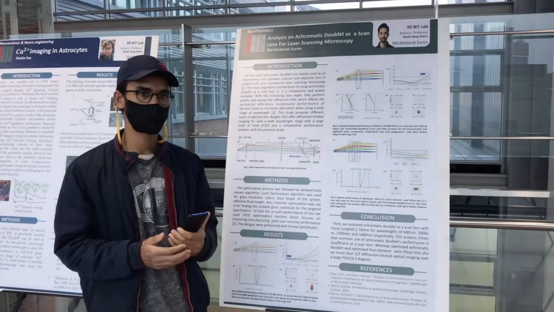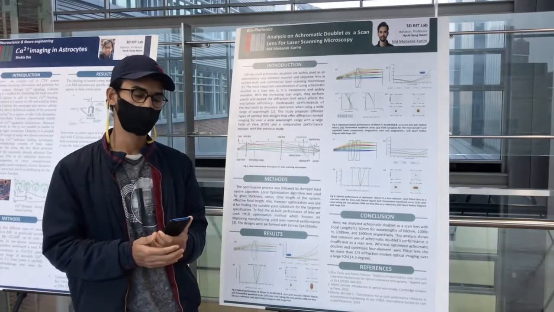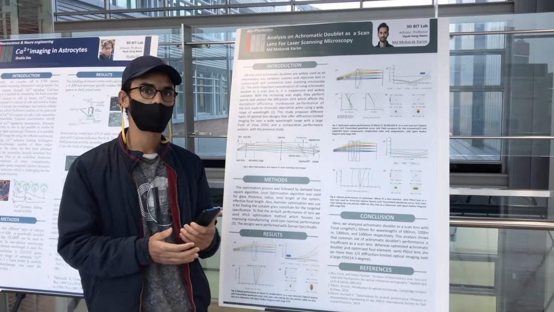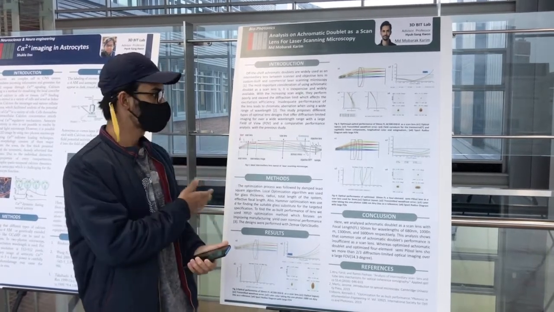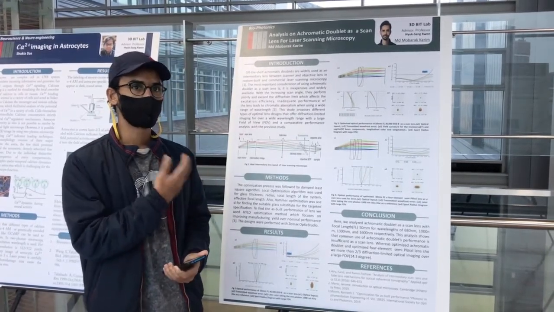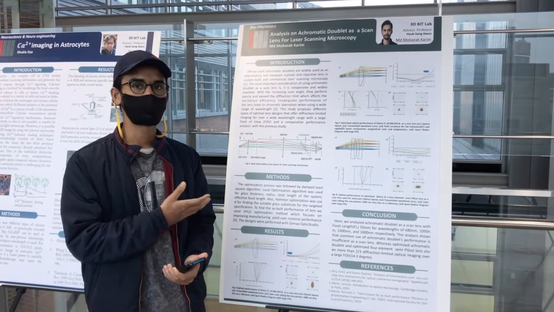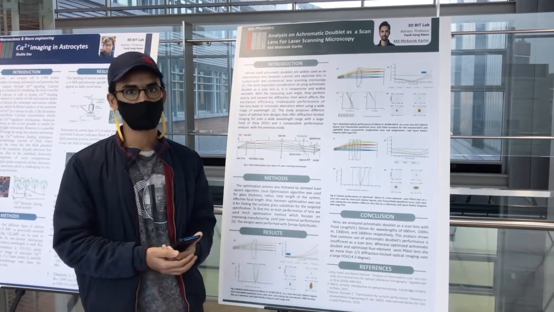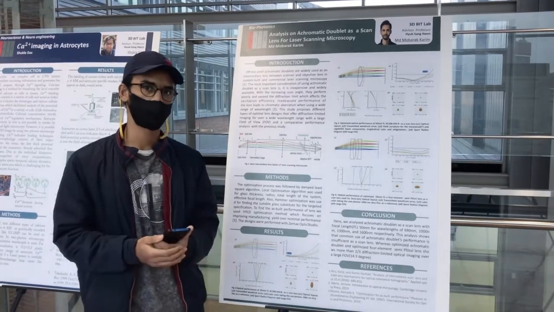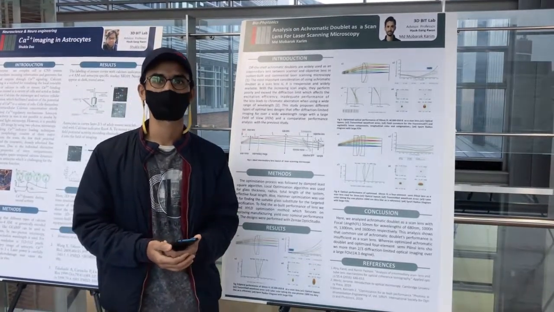That is why it is possible to get a better diffraction-limited image by using some optimal method. And here this analysis shows some of the very easy designs for an achromatic doublet as a scan lens. This is where we are up to. Thank you for your time and consideration.